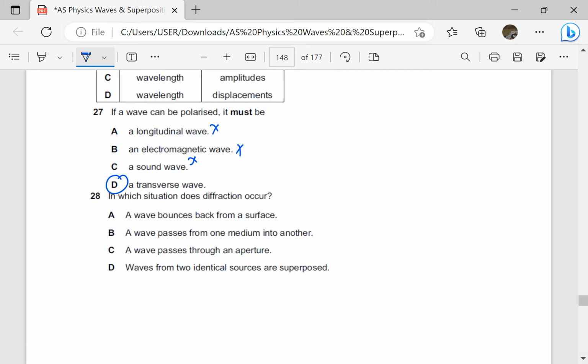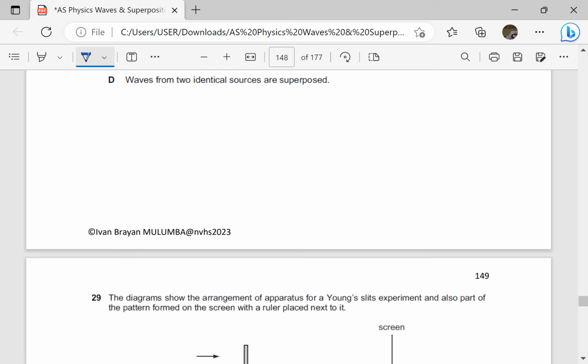In which situation does diffraction occur? A wave bounces back from the surface, that is reflection. A wave passes from one medium to another, it could be refraction. A wave passes through an aperture, so that is diffraction. The wave spreads into regions of geometrical shadow when it passes through an aperture.